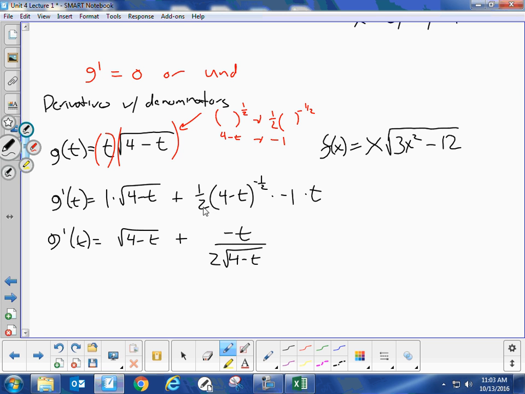Okay, the derivative of the root 4 minus t is 1/2 (4 minus t) to the -1/2 times -1, but then don't forget to multiply by the t, which is your first one, f prime g plus g prime f. Okay, well, I'm going to set this equal to 0 or c when it's undefined.